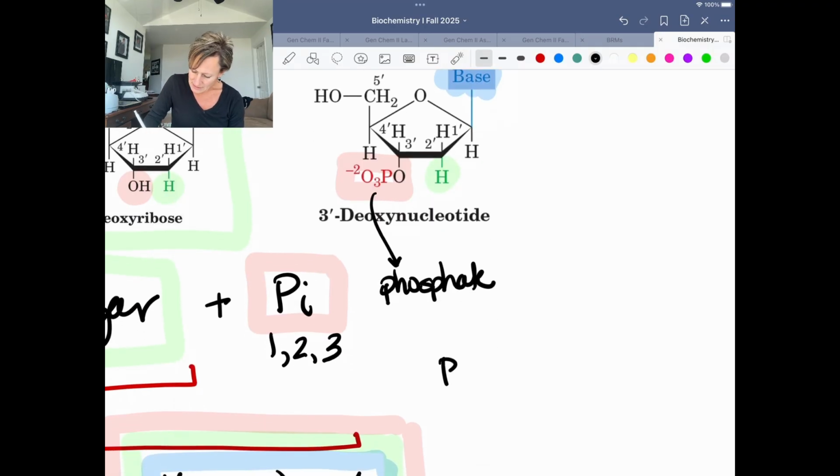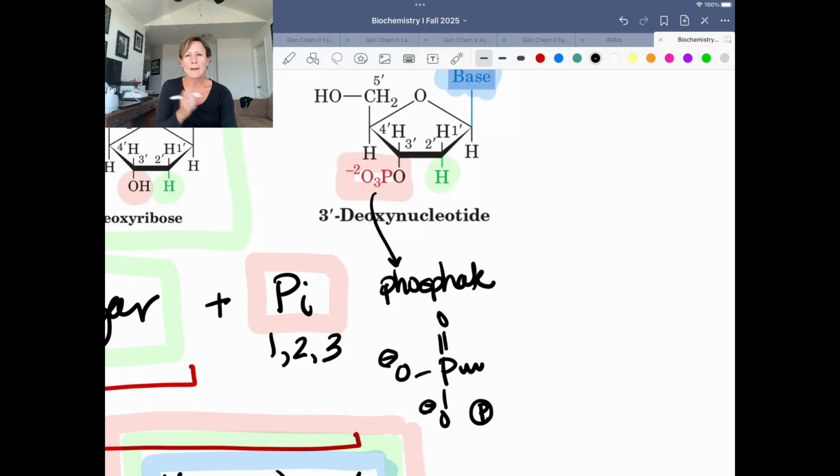So this again is a phosphate group. It looks like this. A phosphate group is going to look like this. This is our point of attachment. In future, we will abbreviate it as just a P with a circle, but I'm going to show you how we want to be able to draw a dinucleotide.